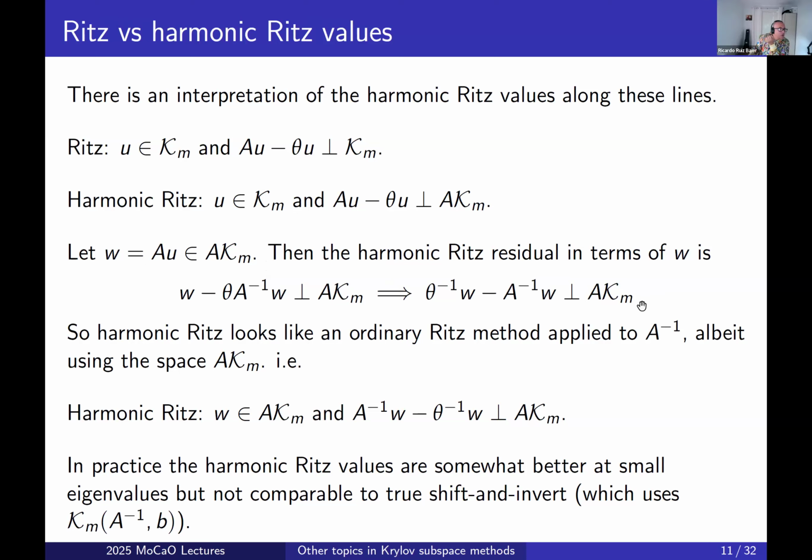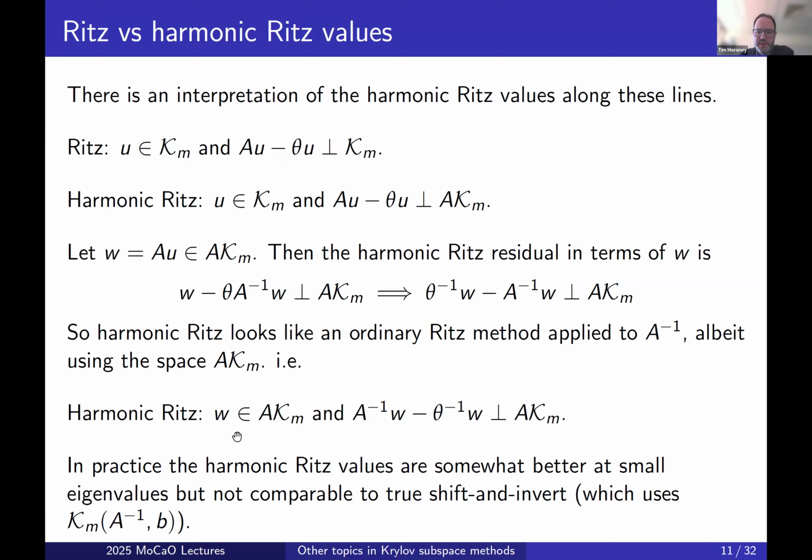Sorry, Tim, what was the theta? That's the Ritz value. Oh, okay. Yep. So this is our residual. If this was a true eigenpair, then AU equals theta U. So now where you see A times K, you see it here. That's the space where W lives, and it's the space that we apply our orthogonality conditions against. So this now looks like an ordinary Ritz method, except applied to A inverse.